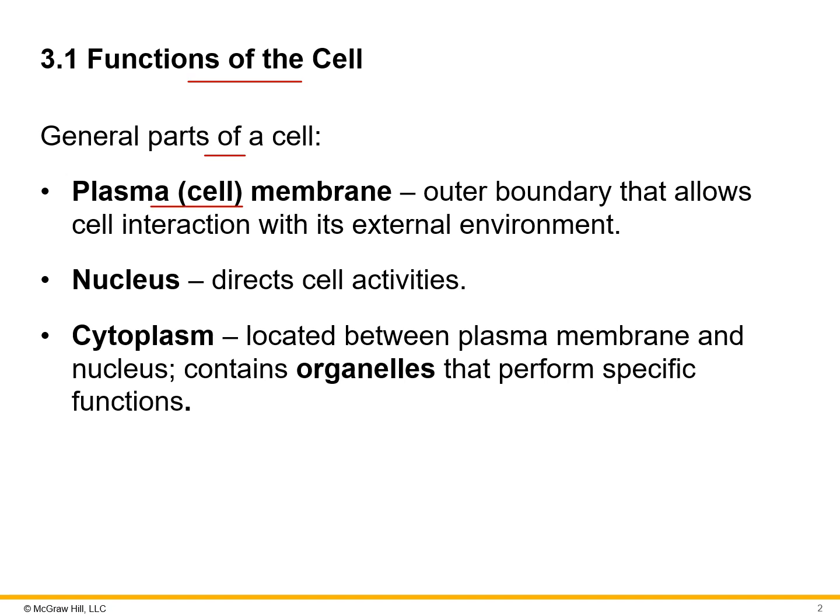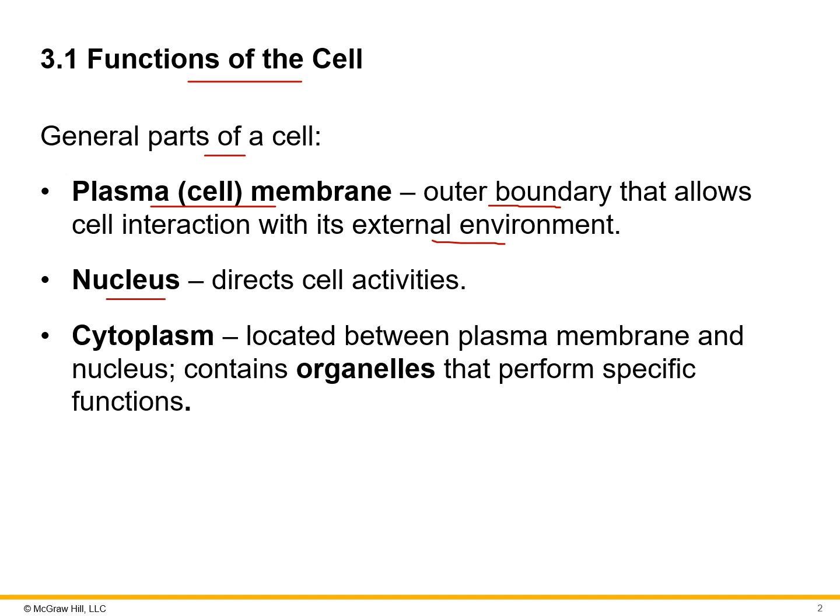So all cells have a cell membrane or plasma membrane. We talked about this a little bit in chapter 2 with those phospholipids, but this is going to be the outer boundary that allows interaction with the external environment. So it separates the inside and outside of our cells.